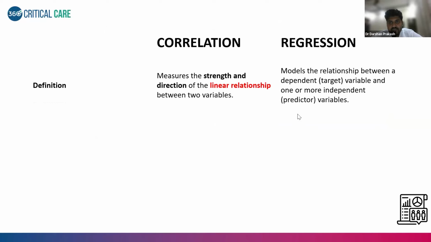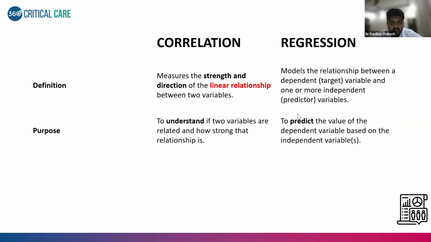Regression is usually a predictor type of tool. Correlation gives us an answer when the data is already out. It helps us understand the relationship between the two variables.